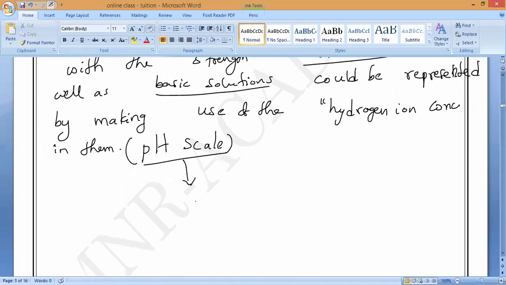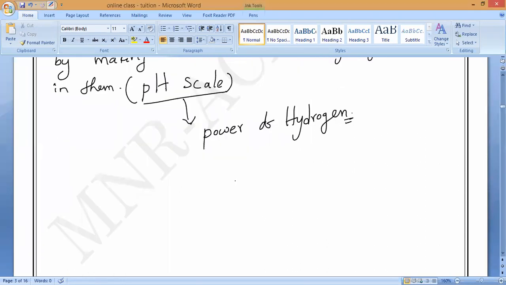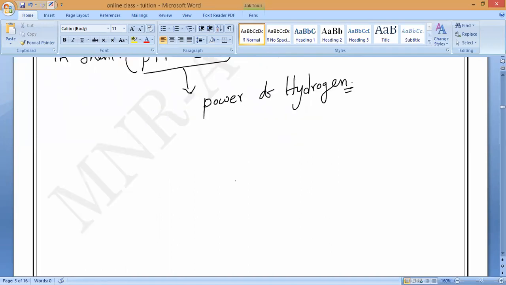So all of you should remember, pH stands for power of hydrogen. Power of hydrogen means how much hydrogen ion concentration the given solution has. If there is more hydrogen, it is more acidic. If there are more OH minus ions, it is basic in nature. Less amount of H plus ions means basic in nature. More amount of H plus ions means acidic in nature. Any doubt, anybody, you can ask me, please. Yes or no?